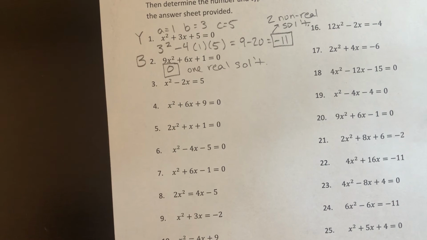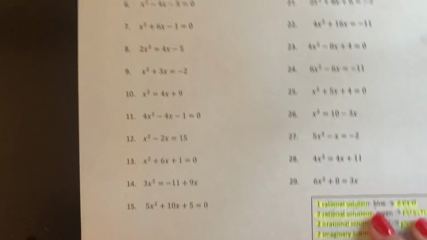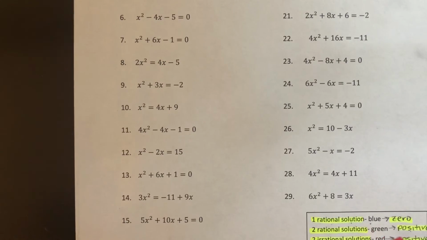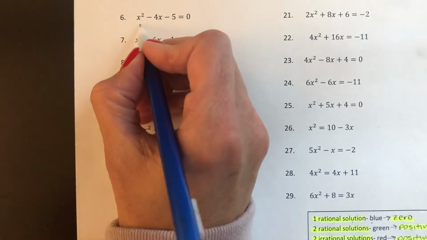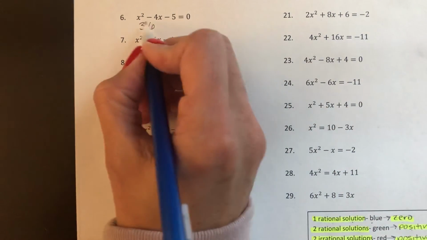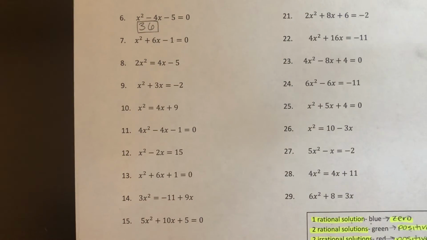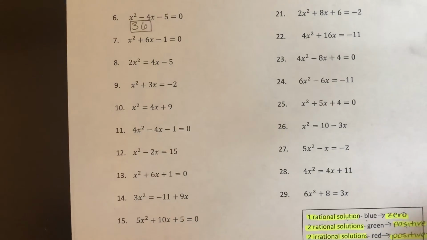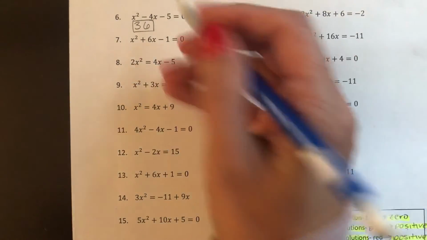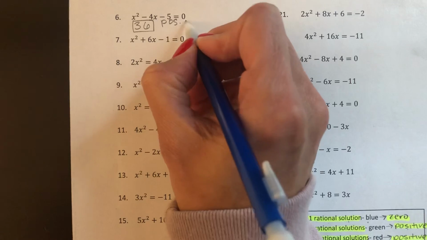All right, let's practice some that have the perfect square. So let's go down to number 6. Pause the video, try number 6. So for number 6, you plug it in and you get the answer of 36. So the discriminant is 36. And I can know that 36 is a perfect square because the square root of 36 is 6. So this is a positive perfect square.